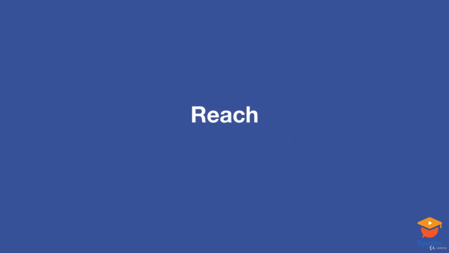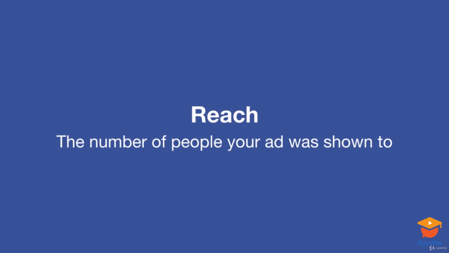And the last term you'll see often is reach, and this refers to the number of unique people who saw your ad. So for example, if 100 people saw your ad, then your reach would be equal to 100. And if you had a reach of 100 with a frequency of 4, well, that would indicate that 100 people saw your ad 4 times, which means you would have 400 impressions for that campaign.